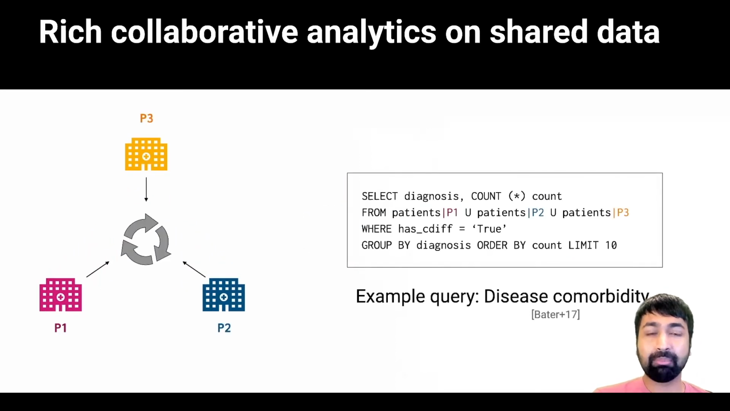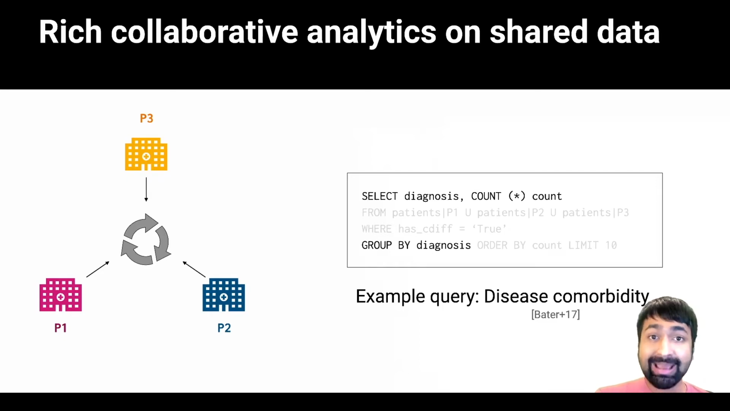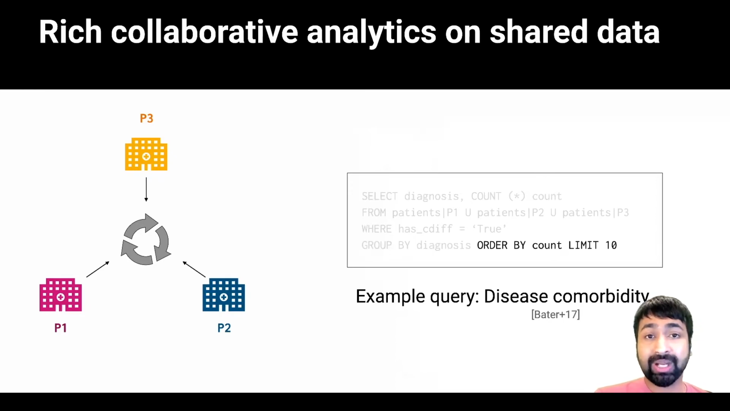And here's an example of one such analytical query that we drew from the literature. This query aims to find the top 10 diseases contracted by patients who have been infected by a bacteria called C. diff. And in particular, the query can be expressed as a sequence of operations where first, the parties combine their datasets together. They then filter out the rows where C. diff is true. These rows are then grouped together by the type of disease, and the size of each group is counted. And finally, the top 10 groups are identified after sorting them by their counts.